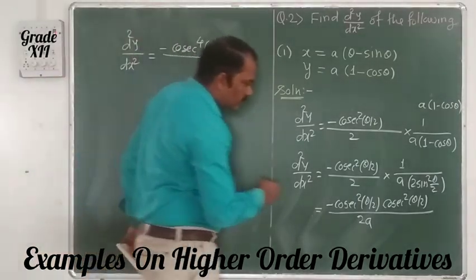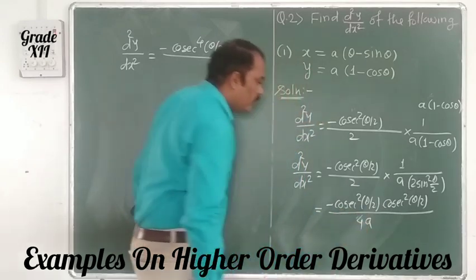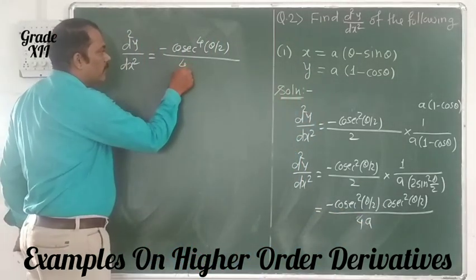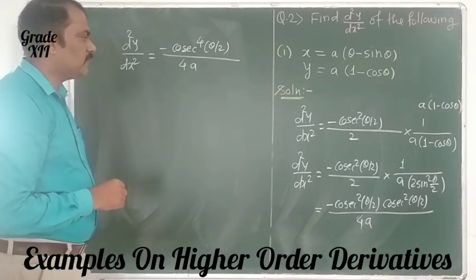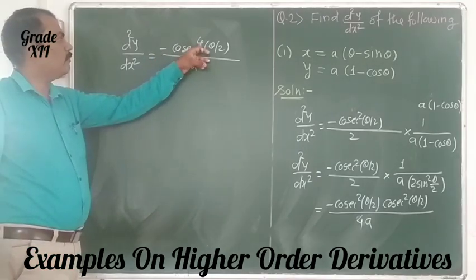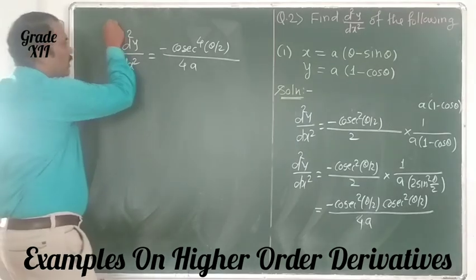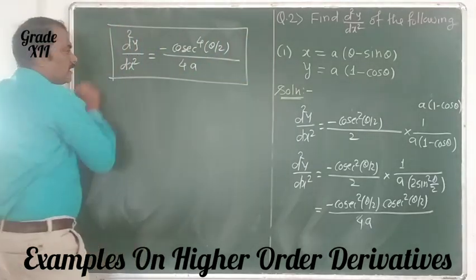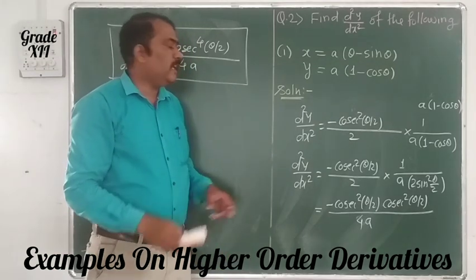here we have to see that this 2 into this 2, that is 4a. Here we get 4a divided by 4a. Check that. Yes, 2 into 2, that is 4. That is, we get minus cosec raised to 4 theta by 2 divided by 4a, which is the required answer. Okay. After that, we have to discuss the next example.